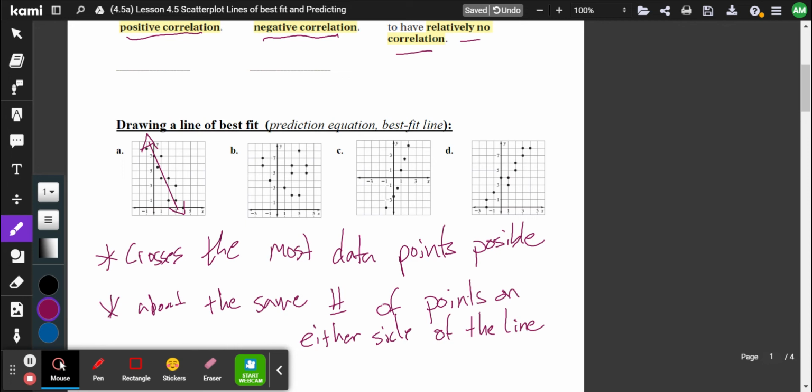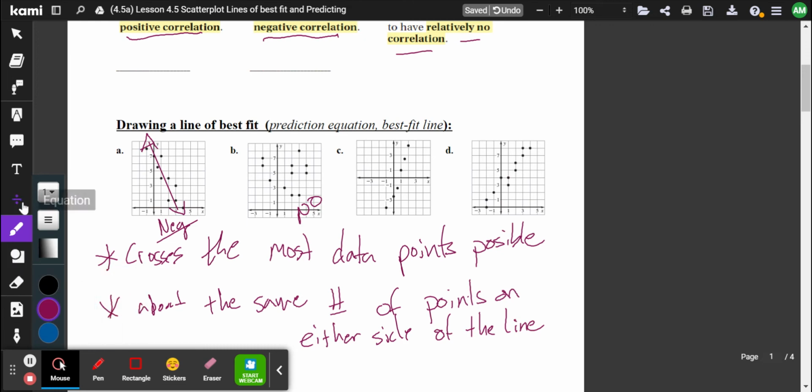What kind of correlation would that be? Well, that would be a negative correlation because my line is going down. What about example B? Example B, I don't think I can draw a correlation. This would be no correlation. There's no line I can really draw that's going to fit this data well.